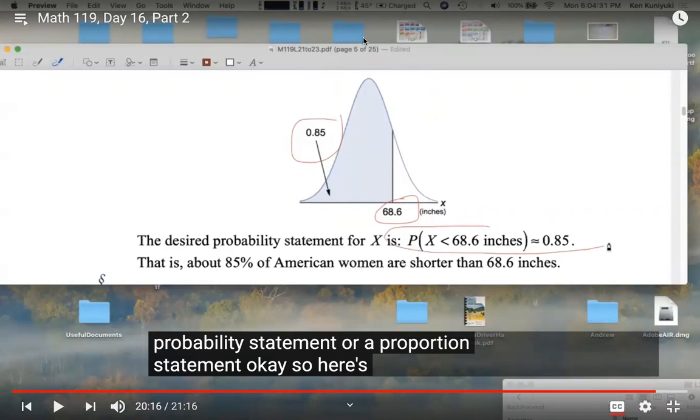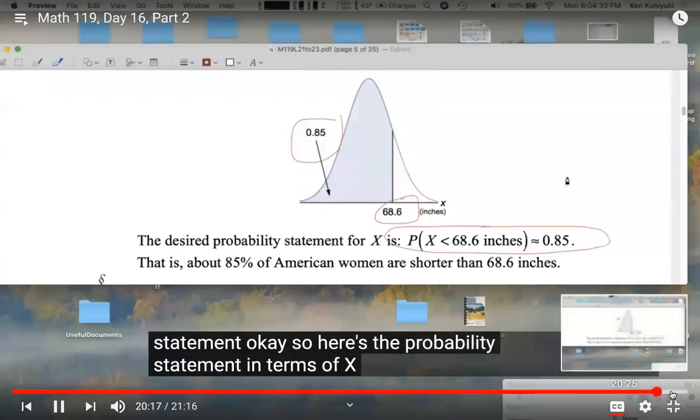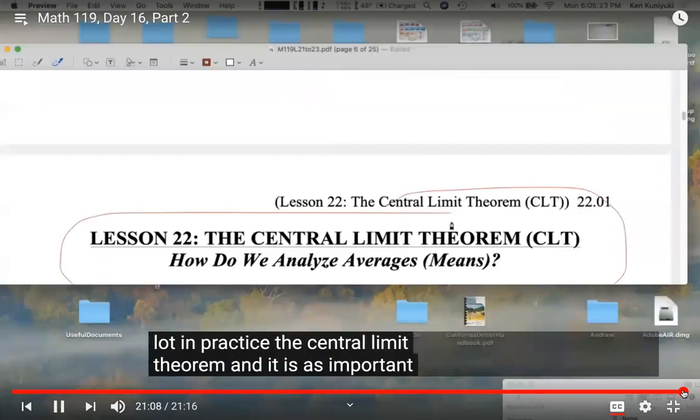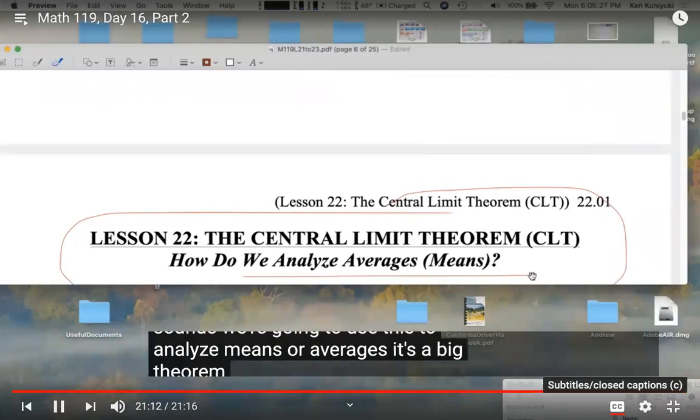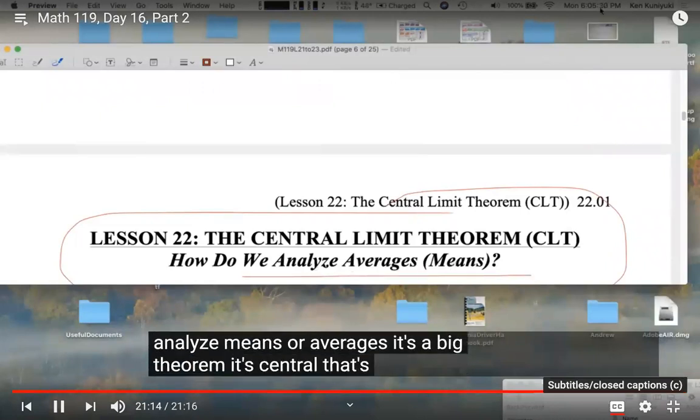All right, let's proceed. Here's the probability statement in terms of x. It's as it sounds. We're going to use this to analyze means or averages. It's a big theorem. It's central. That's next time.